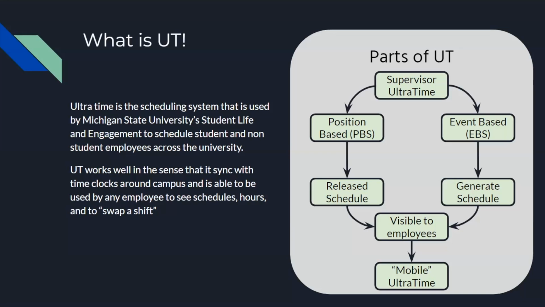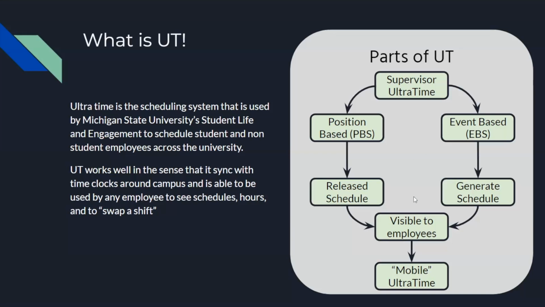There are a few different parts of UltraTime. As you might be able to see in this diagram, you have your supervisor UltraTime, which is what we'll be showing you how to use. You have position-based, which is only one part of that, and then event-based, which is another part. And in order to make it visible to an employee, we'll go over the terms released and generate. Two very different processes, whether you're in position-based scheduling or in event-based scheduling.